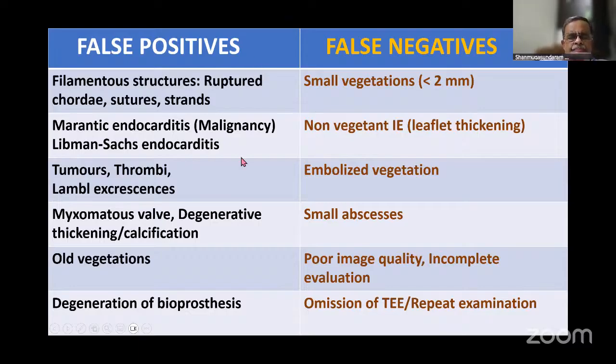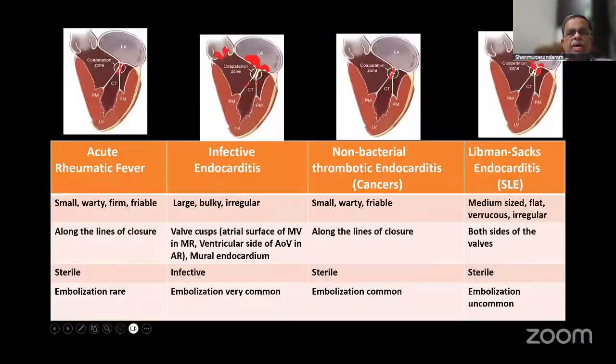False positives, there are many, simulating structures: the vegetations of Libman-Sacks or marantic endocarditis, tumors, thrombi, Lambl's excrescences, some of which I will show examples of subsequently. In contrast to infective endocarditis, where the vegetations are large, bulky, irregular, specifically on certain sides of the AV and semilunar valves, with a higher occurrence of embolization, in acute rheumatic fever there are small vegetations occurring only in the closure lines.